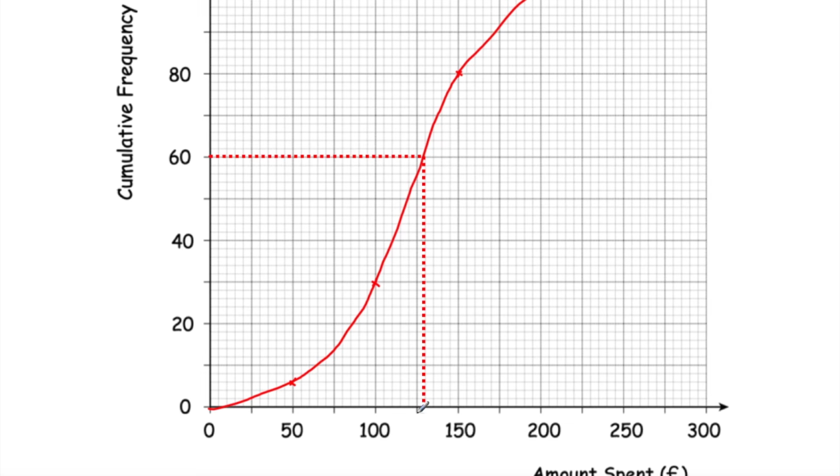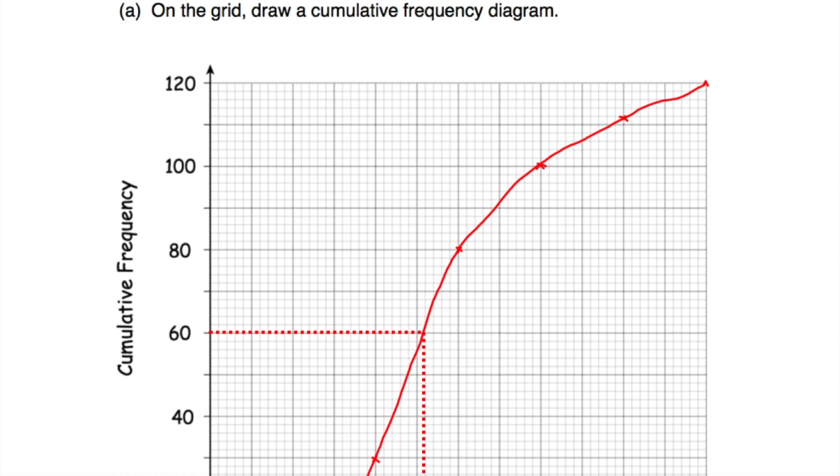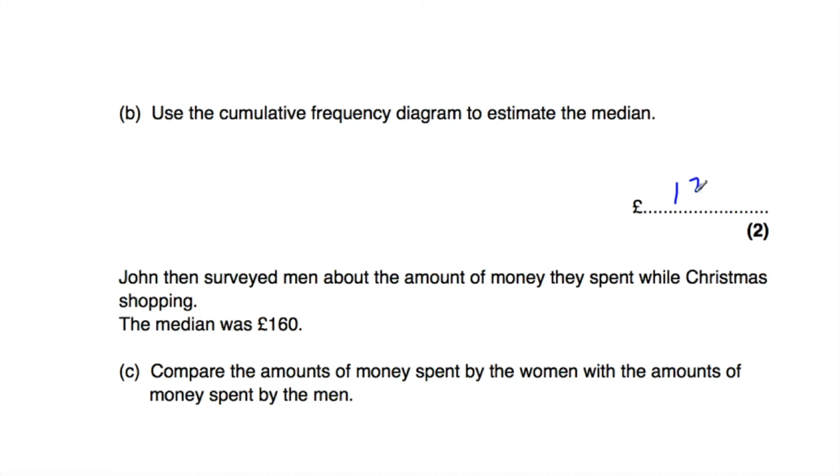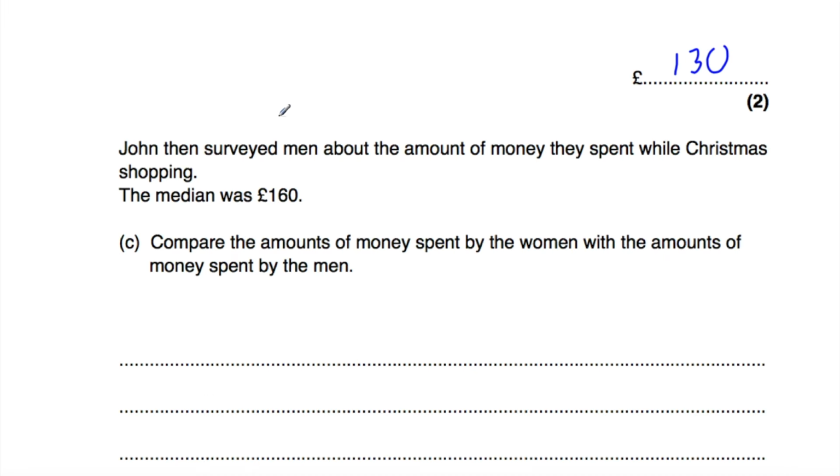Okay, so here we're one box after this one here. So here that's 100, that's 150, so that's 125, so that would be 130. So that's 130 pound. So that's the median, 130. And then if we carry on, John then surveyed men about the amount of money they spent while Christmas shopping, and their median was 160 pound. And then part C, we've been asked to compare the amount of money spent by the women with the amount of money spent by the men.